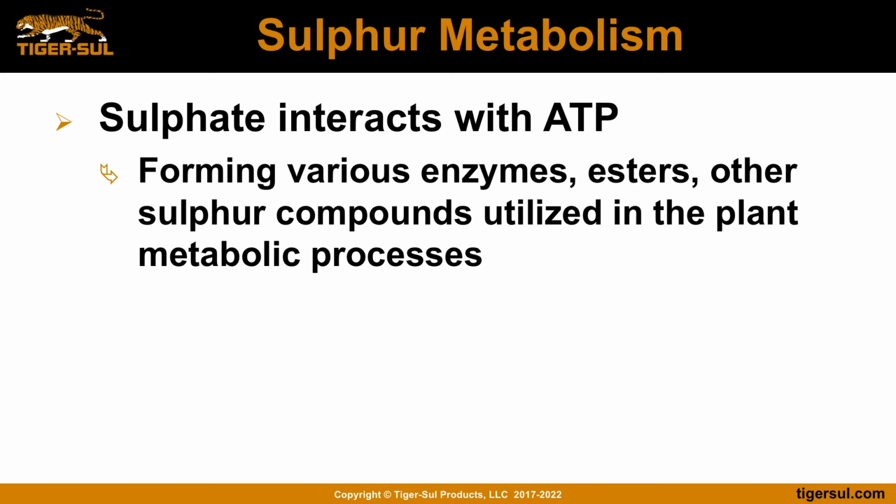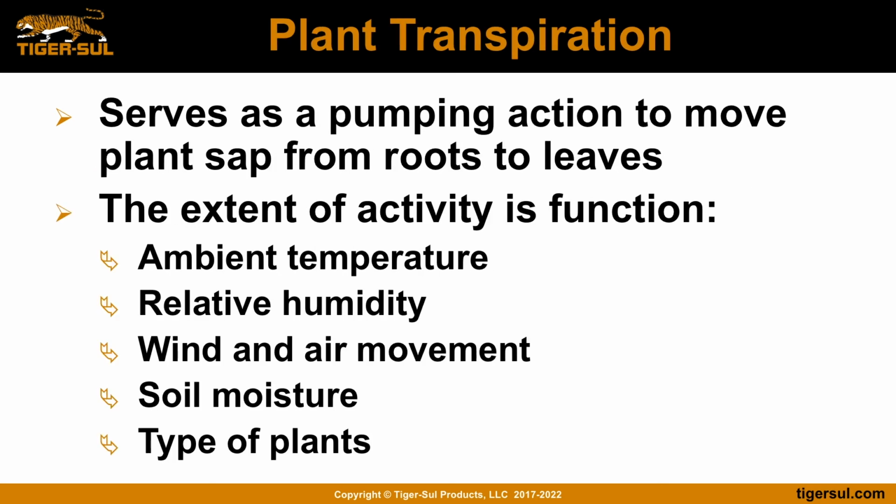So sulfate interacts with ATP to form various enzymes, esters, and other sulfur compounds utilized in the plant's metabolic processes. Plant transpiration serves as a pumping action to move plant sap from the roots up to the leaves. The extent of this activity is a function of ambient temperature, relative humidity, wind, air movement, amount of soil moisture, and of course the type of plants.